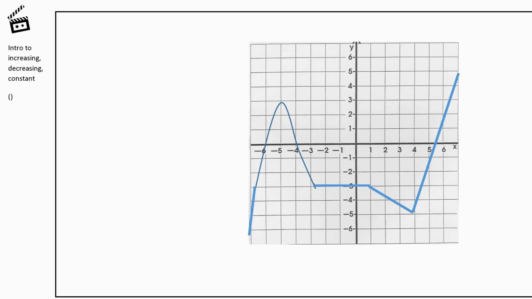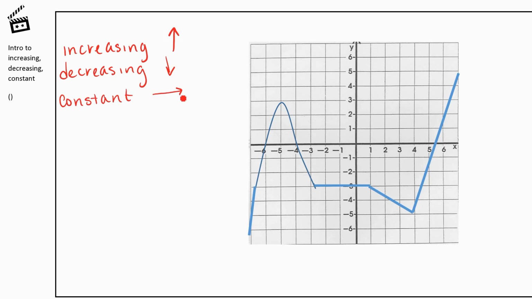The next topic about graphs that we're going to talk about is when a graph is increasing, decreasing, or constant. So increasing is just a word for when the graph is going up. When you hear increasing, we want to know where it is going up. When decreasing, we mean where the graph is going down. And constant just means where it is staying the same.